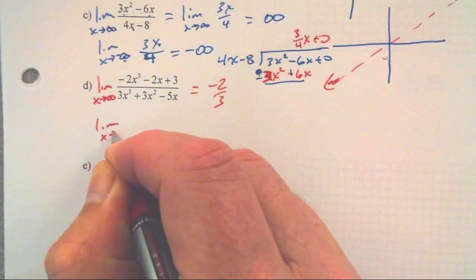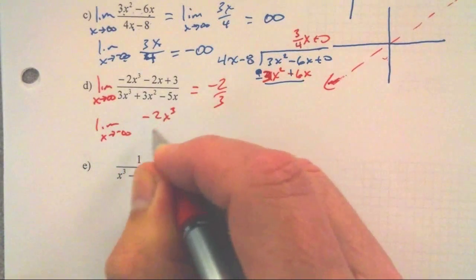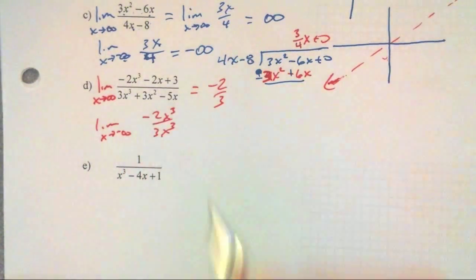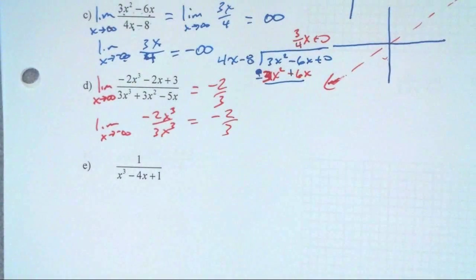Limit as x approaches negative infinity, does that change anything? No, the x cubed still cancel, and I still get negative 2/3. So oftentimes they're the same. Certainly if it's a horizontal asymptote, they're going to be the same.